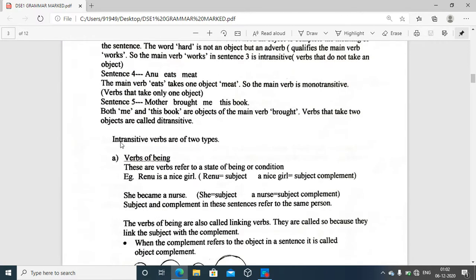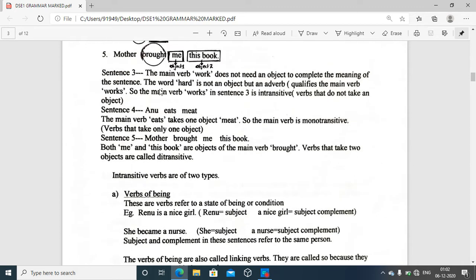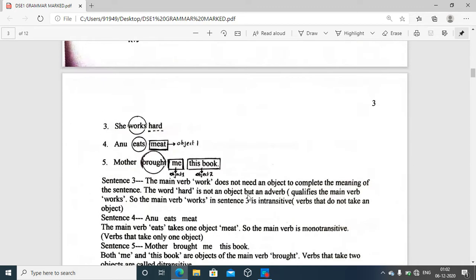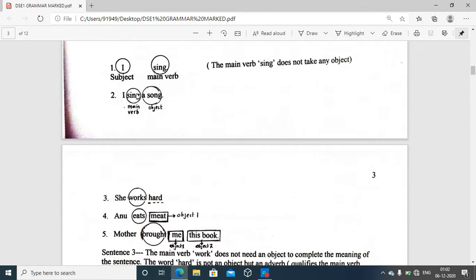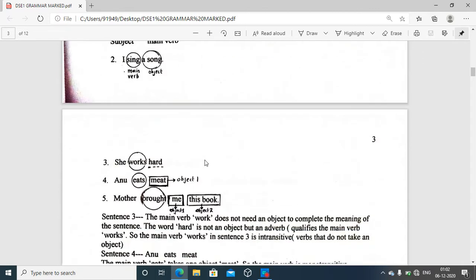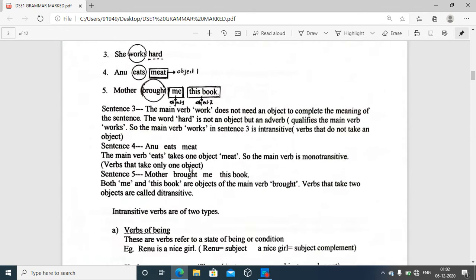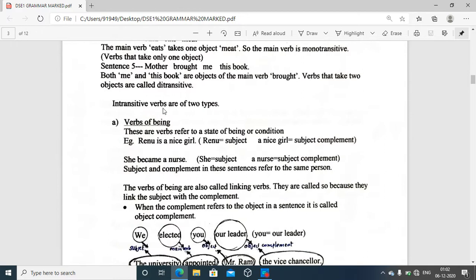Intransitive verbs are of two types. All these descriptions are just about the description that I gave as part of the description in the video also. That's all. Okay. Then intransitive verbs are of two types.